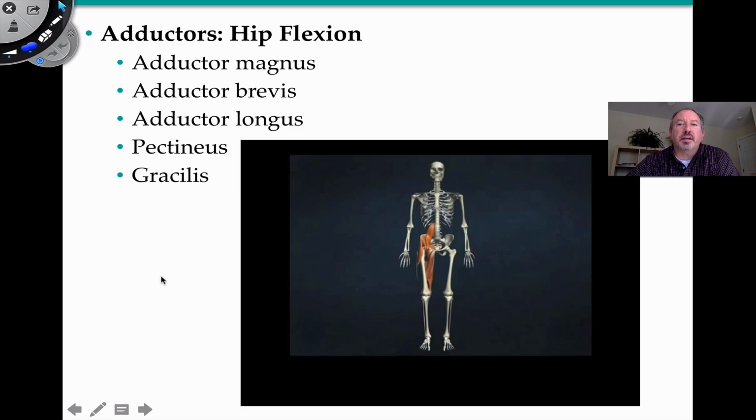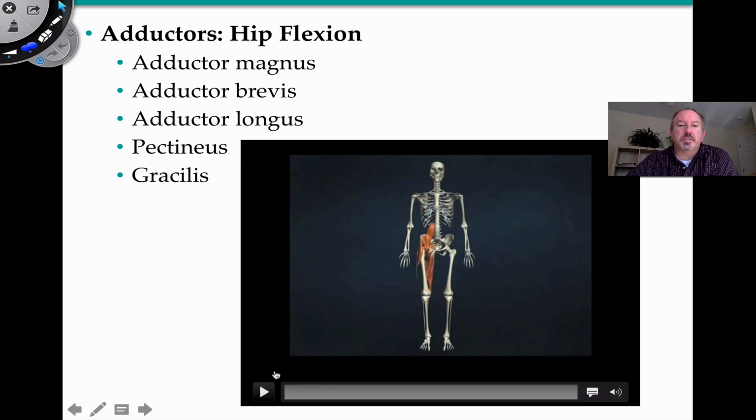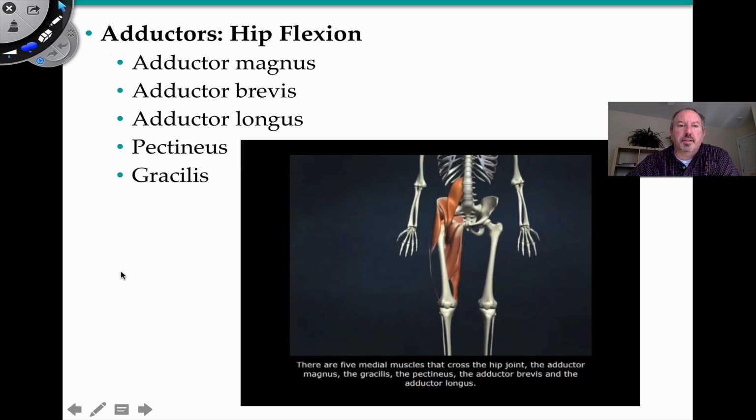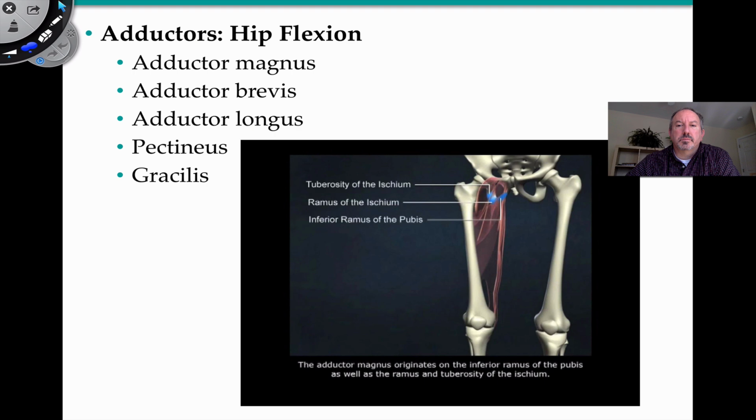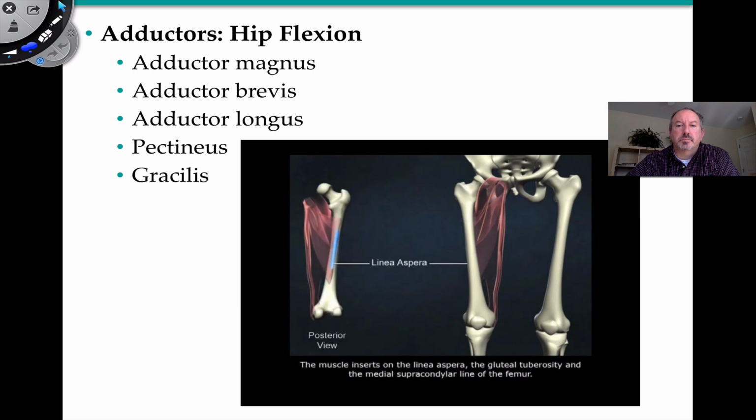And then this third class of muscles that are helping to move the thigh are your adductors, or hip flexion, if you will. So let's take a look at them. There are 5 medial muscles that cross the hip joint: the adductor magnus, the gracilis, the pectineus, the adductor brevis, and the adductor longus. The adductor magnus originates on the inferior ramus of the pubis, as well as the ramus and tuberosity of the ischium. The muscle inserts on the linea aspera, the gluteal tuberosity, and the medial supracondylar line of the femur.